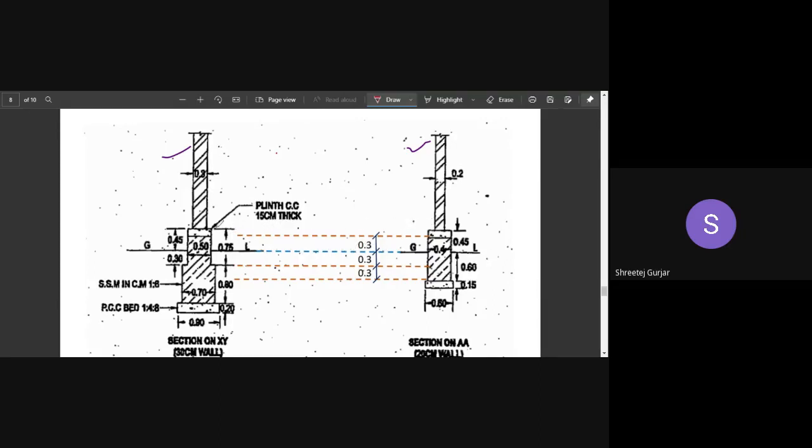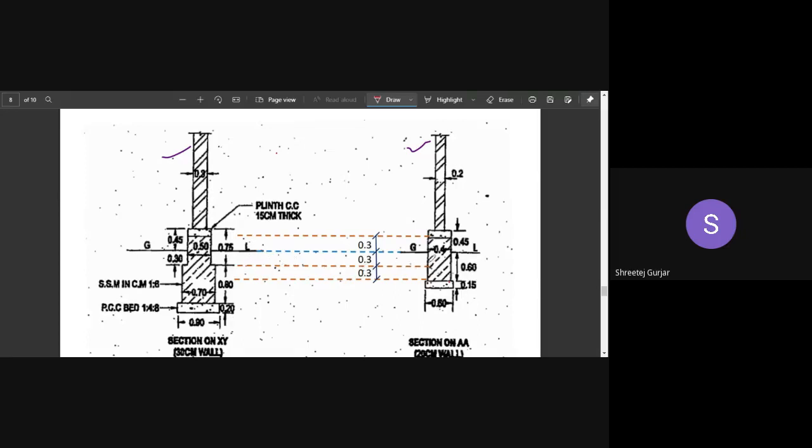And this is your level above your PCC bed in the 20 centimeter wall, right? And this is at your first step. This level is at the first step of your 30 centimeter wall side stone masonry. It has two steps in the foundation. This is your first step, and this is your second step. So this level is at your first step.